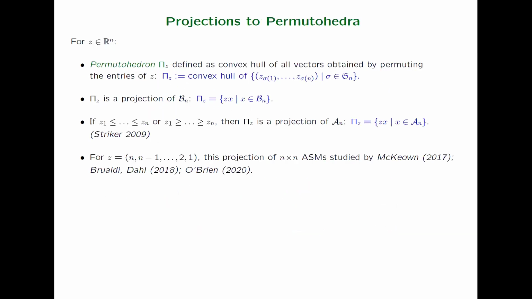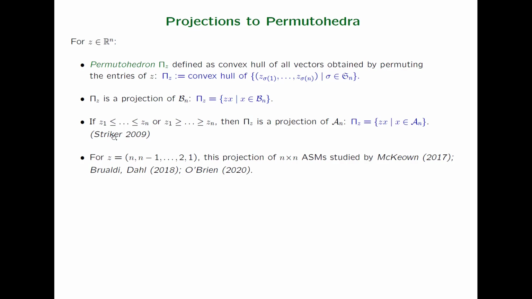The other fundamental result that also dates back to Jessica's paper in 2009 is concerned with projections to permutahedra. A permutahedron is the convex hull of all vectors obtained by permuting the entries of some fixed vector z in R^n. It's very, very easy to show in one line, using the convex hull definition of the permutahedron and the convex hull version of B_n, that if you multiply each element of B_n on the left by this fixed vector z, then you just get the permutahedron. So that's a simple but standard result.